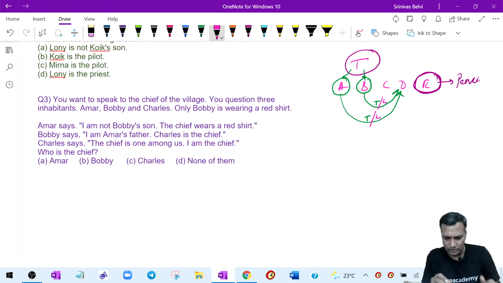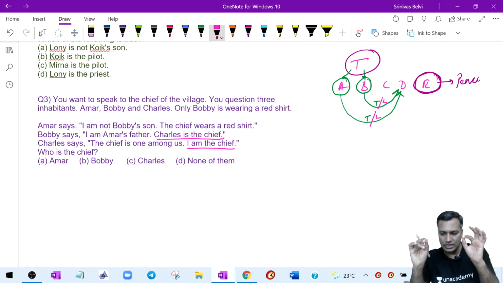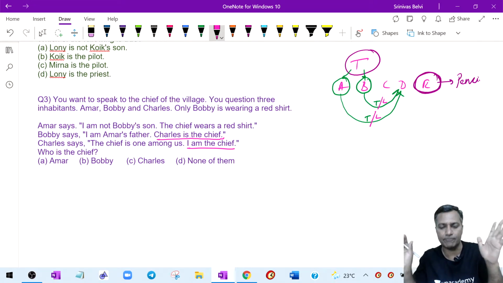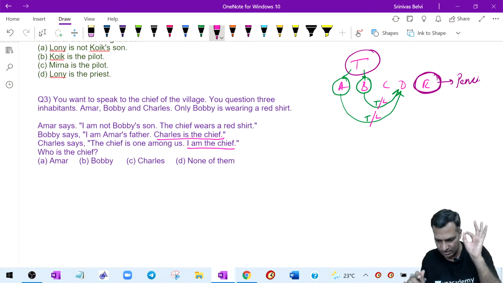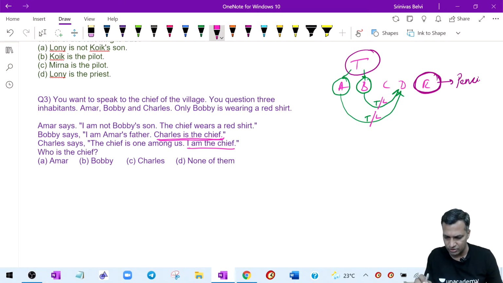After I read all the statements, Amar's statement, Bobby's statements, Charles' statements, I understand that Charles is the chief. Charles is also saying, I am the chief. Look at these two statements. Both are the same. Bobby is saying that Charles is the chief. Charles is saying that I am the chief.